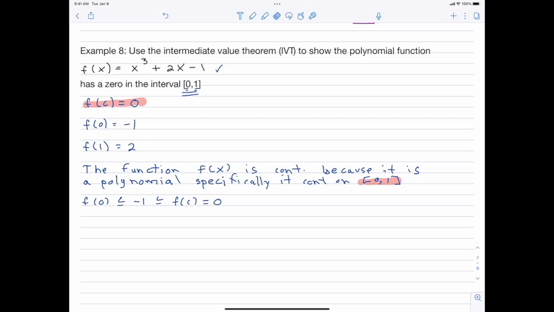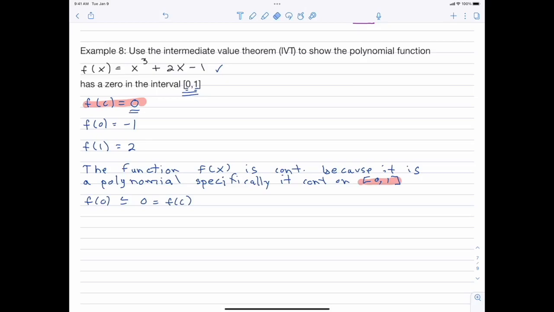Whoops. Let me rewrite that. That's a little confusing. One more time. So I'm going to say f of 0, which we already know is equal to -1, is less than or equal to 0. If you want to, you might put f of c. I don't care. This is fine for me because they're equal. So that's really up to you.